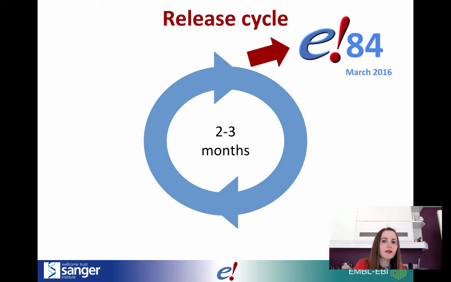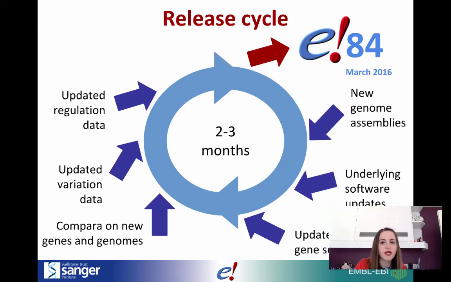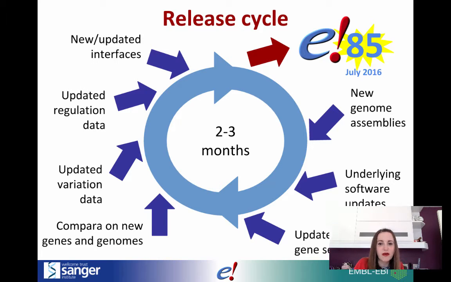We also have a release cycle. The main benefit of the release cycle is it means everything is traceable. So just earlier this month we had Ensembl 84 coming out, and over the next few months what we'll find is various kinds of new data comes in, such as new assemblies, software updates, gene sets. Then for anything new we'll need to rerun our comparative genomics. We'll add in variation data, regulation data, as well as updates to any interfaces, and that will bring out the next release, which will be Ensembl 85. We're having a bit of a longer release than normal this time, so that will be out in July.